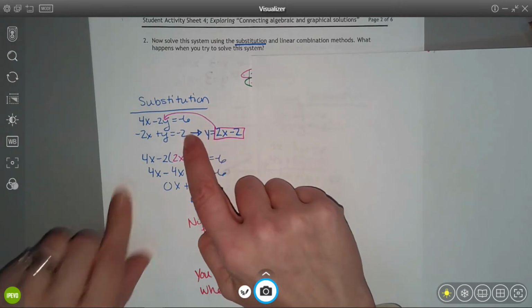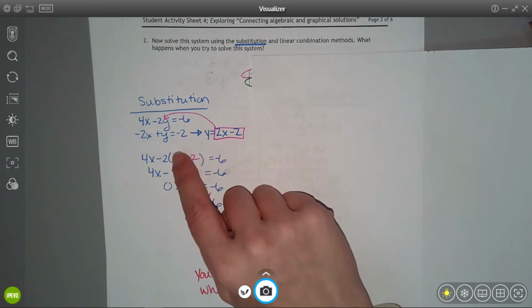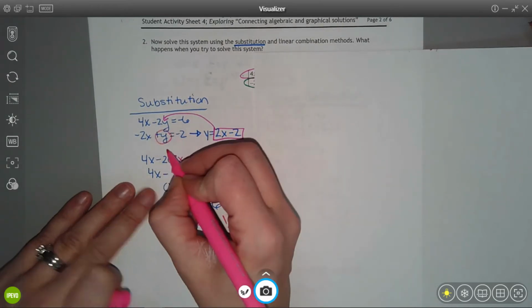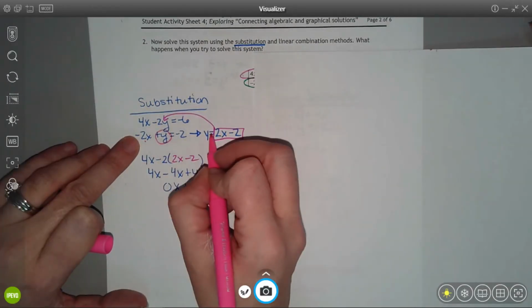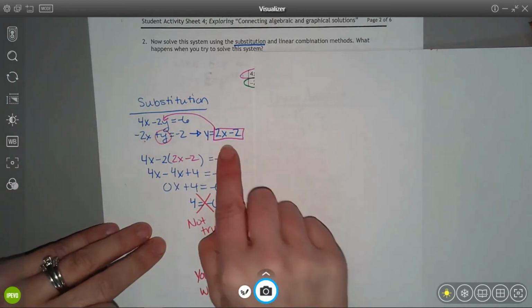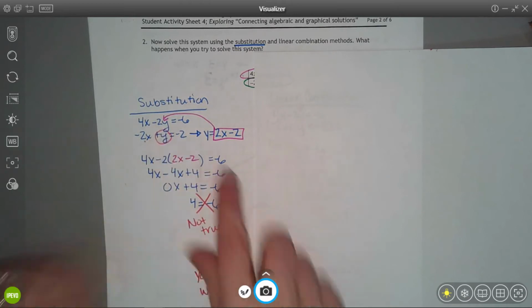I turned this bottom equation. Why did I choose the bottom equation? Because the y was kind of by itself. All I had to do was add that 2x to the other side. So we are taking that y equals 2x minus 2. We are going to substitute it into the y.